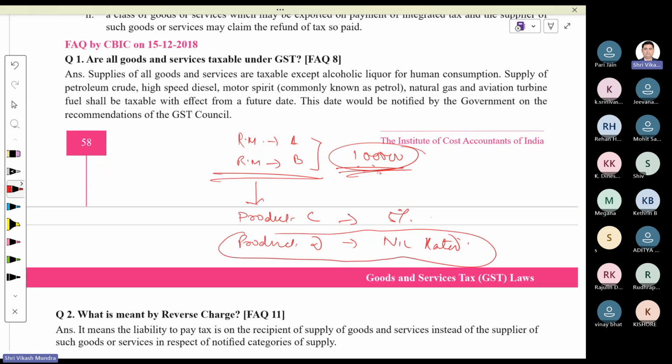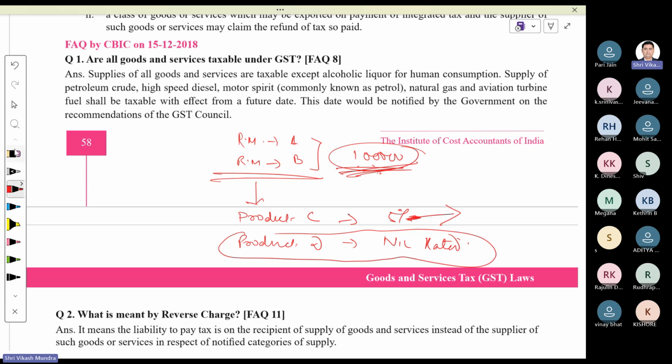In that case, the ITC is available to me only proportionately. The input used in making the taxable supply is available to me, and the remaining ITC I am supposed to reverse. That means I am supposed to reverse the proportionate ITC.